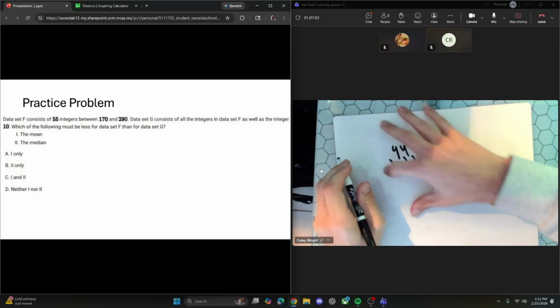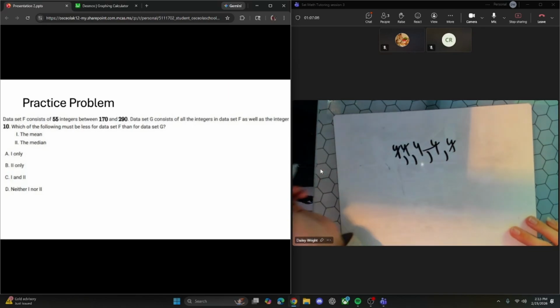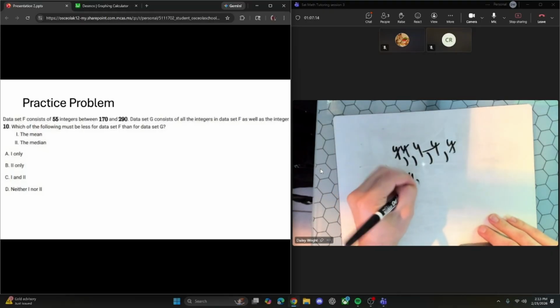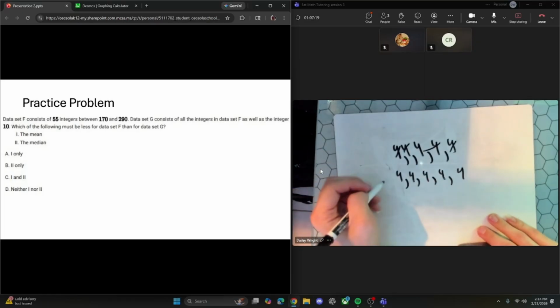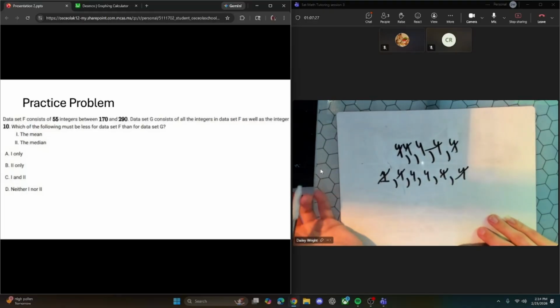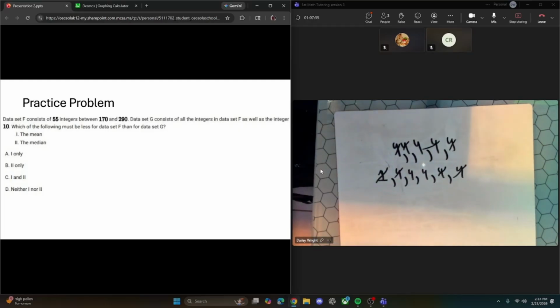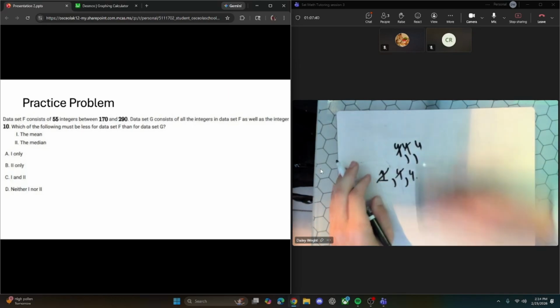The median of the original problem is going to be 4, cancel these out. The median of the new problem is going to be, cancel these out, 4 still. So the median does not necessarily have to be less for dataset F than dataset G. So the answer is A, 1 only, because the mean does have to be less.